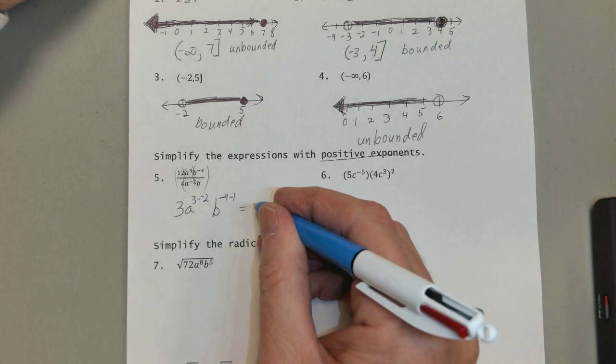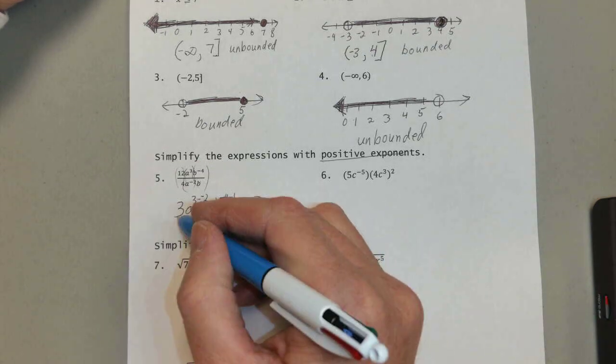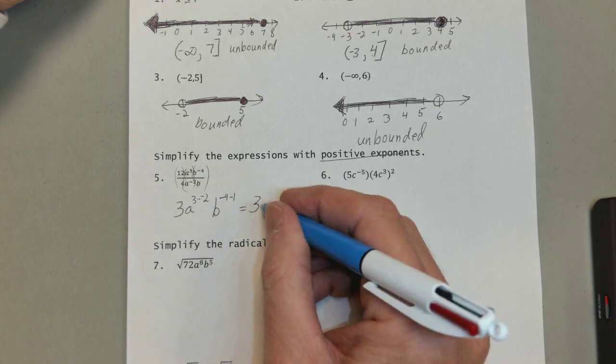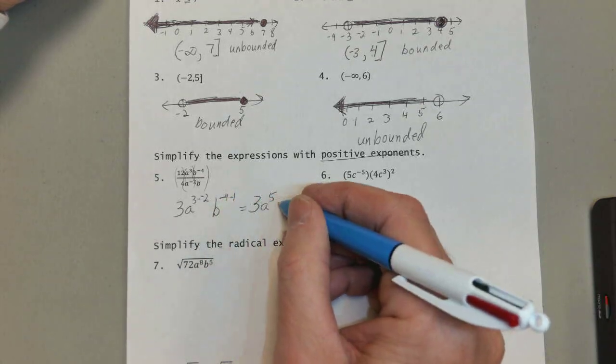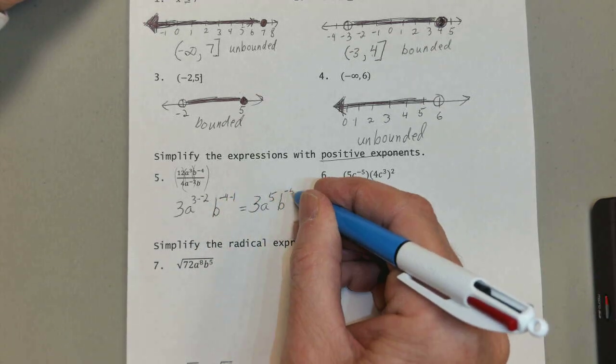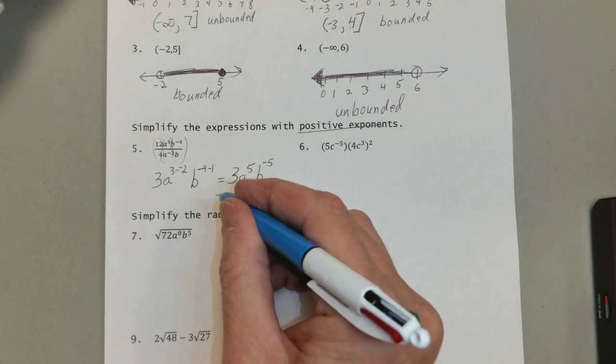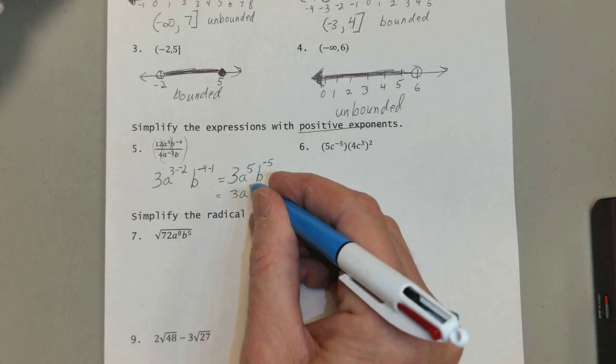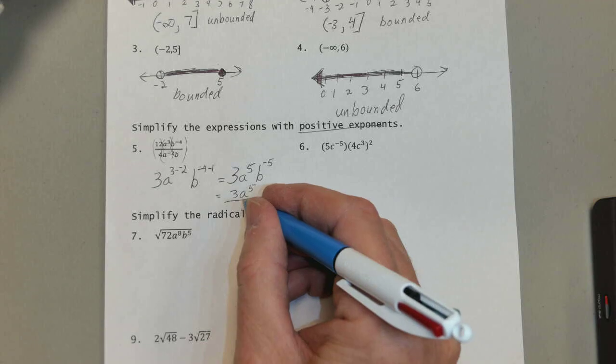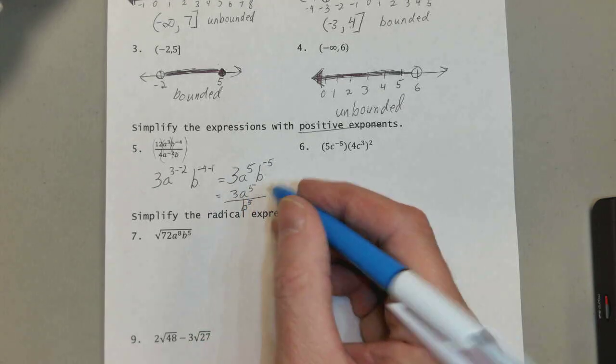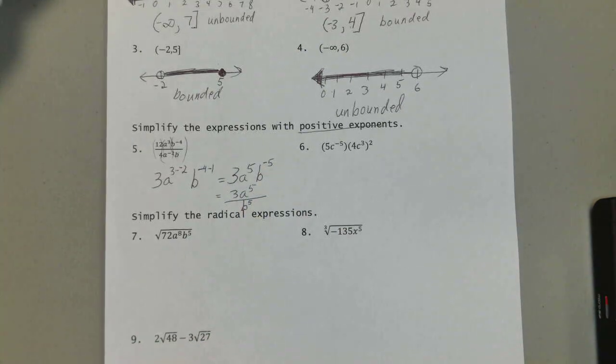We're looking at 3. 12 divided by 4, that's 3. 3 minus -2 is 5. And that's b to the -5th. And when I write my final answer, I have 3a to the 5th over b to the 5th. The negative exponent to make a positive exponent.